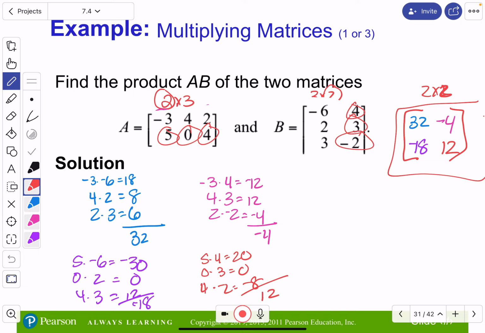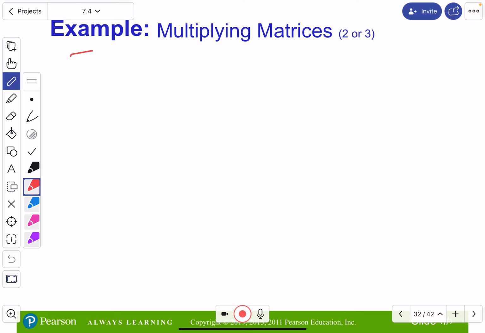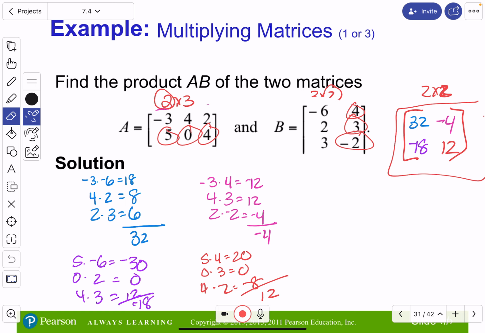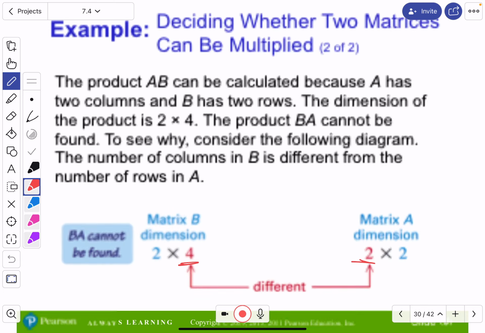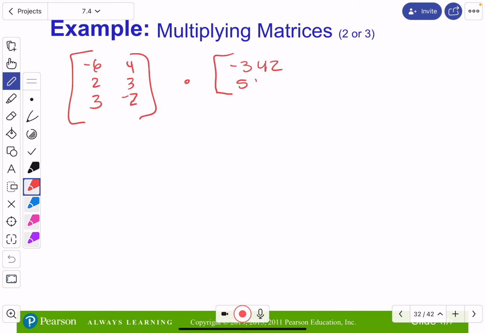So it puts the negative 6, 2, 3 first. Negative 6, 2, 3. 4, 3, negative 2. So this was our B. And then our A was negative 3, 4, 2 and 5, 0, 4. Wow, had a brain cramp there. So this time we have a 3 by 2 and a 2 by 3, so we can multiply, but the answer has to be 3 by 3.